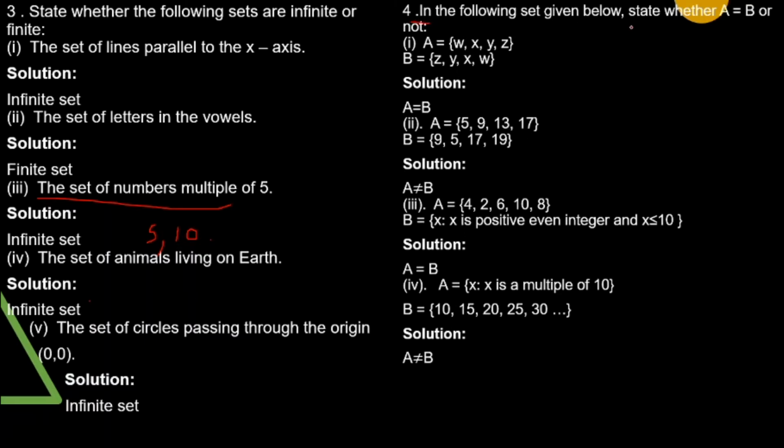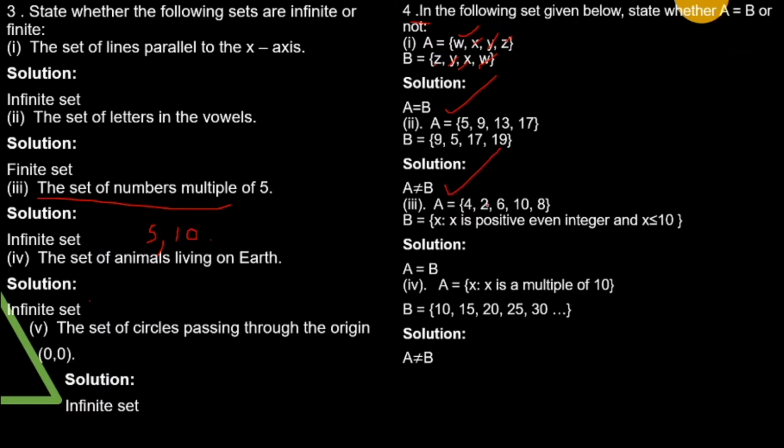Fourth one. In the following sets given below, state whether A equal to B or not. Okay. Here we have set A, set B. Okay, we'll check the number of elements. Here 4, 4. And we'll check W. Yes. X. Here it is present. Then Y. Z. Yes. So that means A equal to B. Next. Second question. When we check, see 5, 9 is there, 13 is not there. So it is not equal. Even if one element is not there, it is not equal. A is not equal to B.